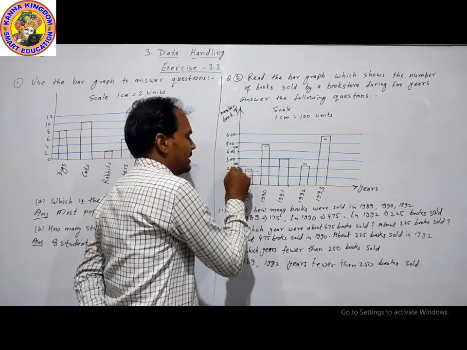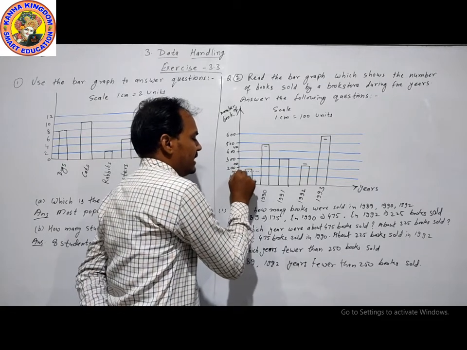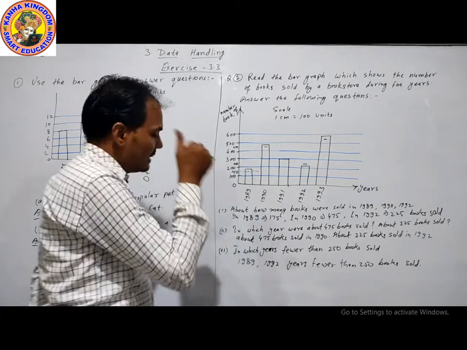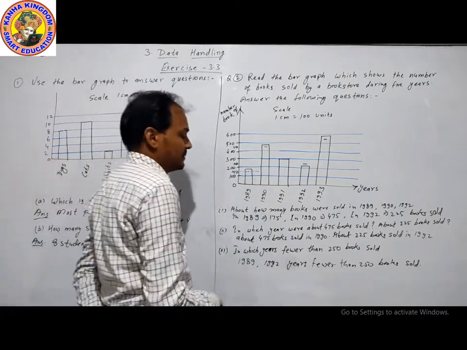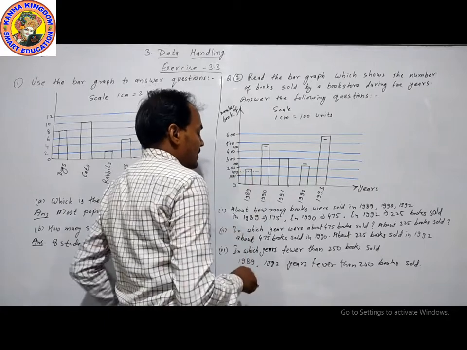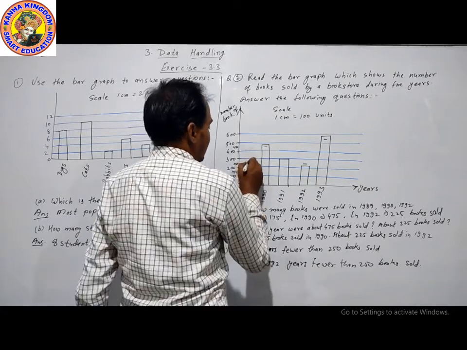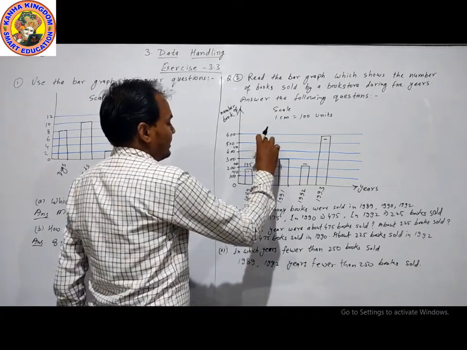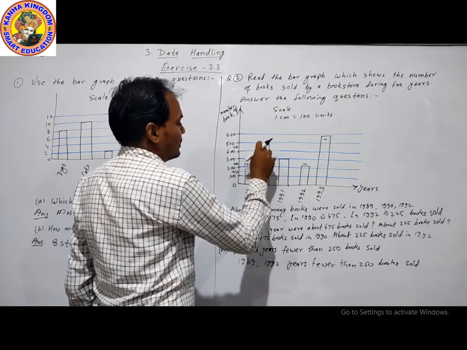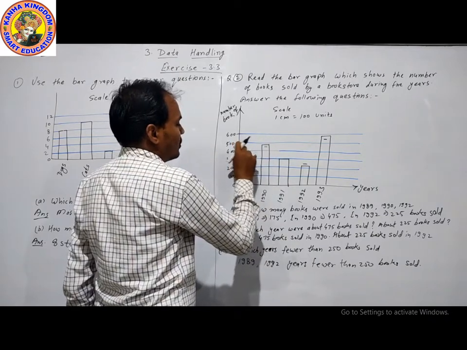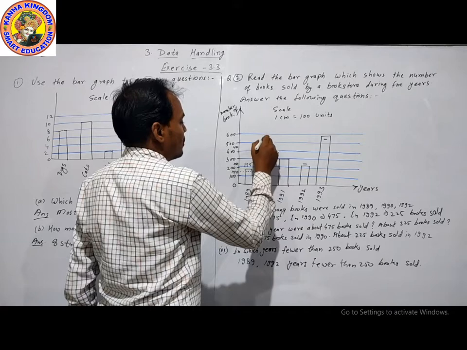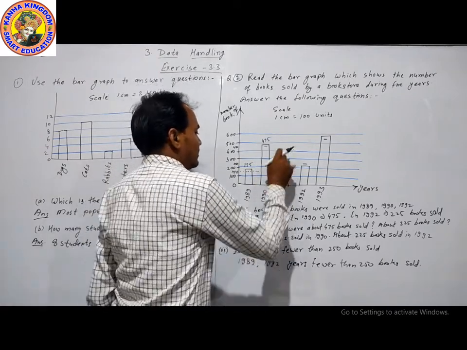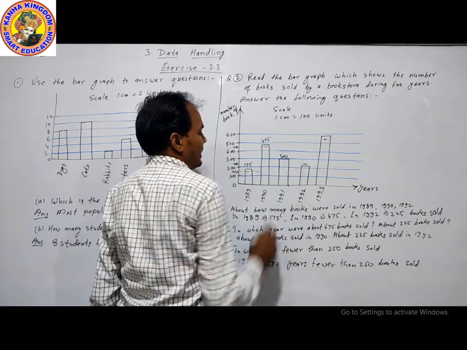The bar is between 100 and 200. The middle part is 150, but this is above 150, so let's take 175. In 1990, the bar is between 400 and 500. The middle of this is 450, but it is above 450, so we take 475. In 1991, it is fixed at 300.